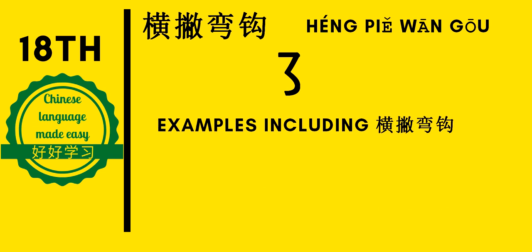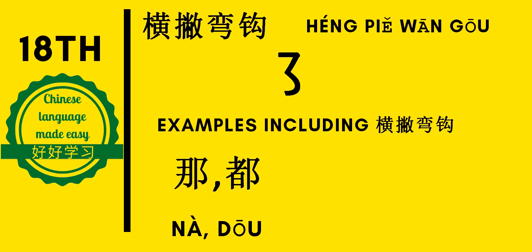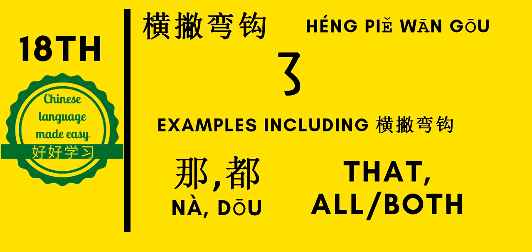I will show this to you in examples, and these are the examples which include this stroke. The first one is na, and the second one is dou. In English, the first one is used for saying that, and the second one is used for saying all or both. For example, 我爸爸妈妈都很好。 Both are fine, if I'm referring to the status of their health.